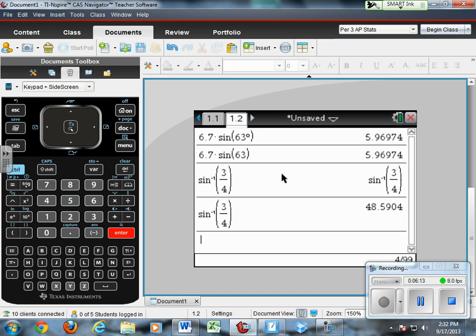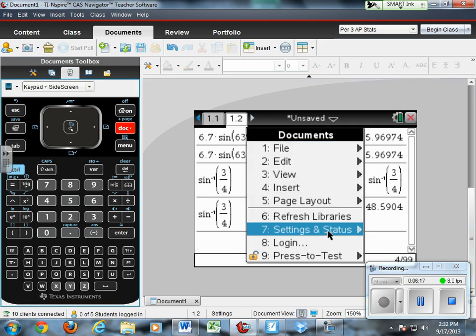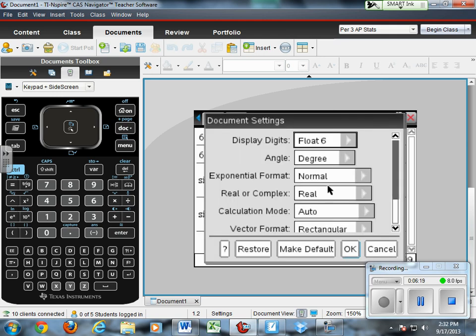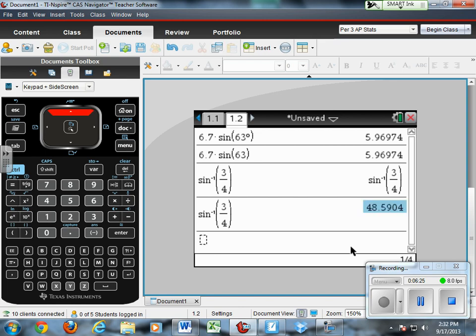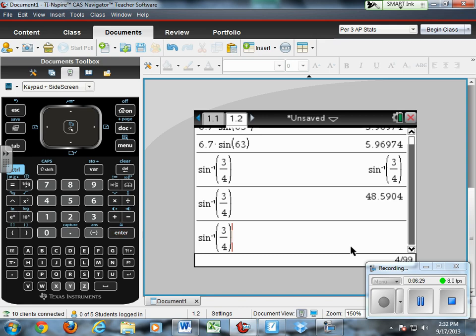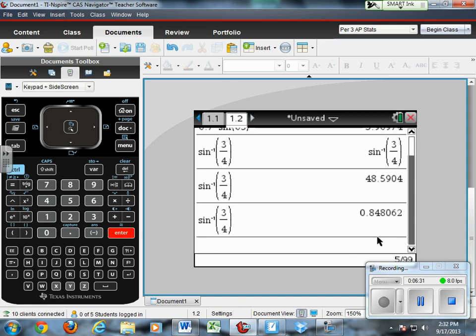So let me change back to radian mode just to show you what it would look like if I was in radian mode. One thing you should be able to recognize is what an answer looks like in the other mode. So now that doesn't look reasonable that it would be less than 1 degree. That really doesn't look reasonable. That is in radians.